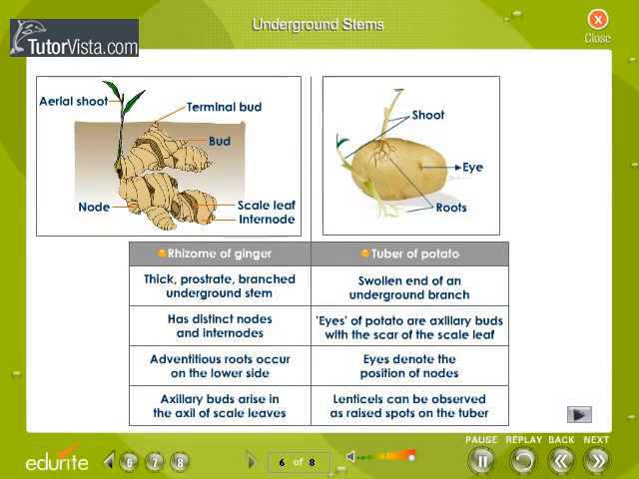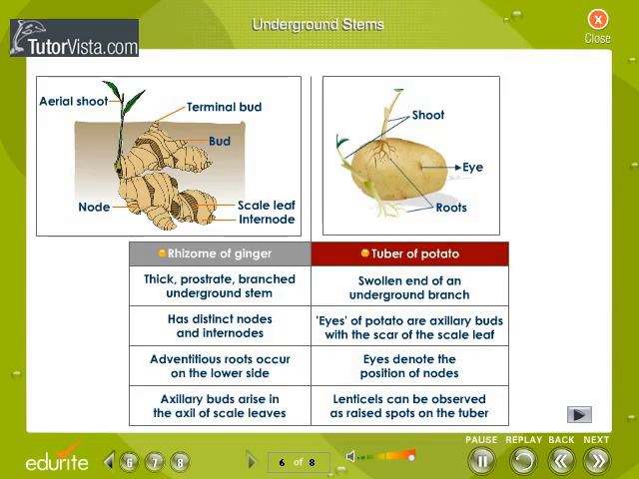Underground stems. The modifications of underground stems of different plants are shown here. Rhizome of ginger. It is a thick, prostrate, and branched underground stem. It has distinct nodes and internodes. Adventitious roots of rhizome occur on the lower side. Axillary buds of rhizome arise on the axil of scaly leaves.